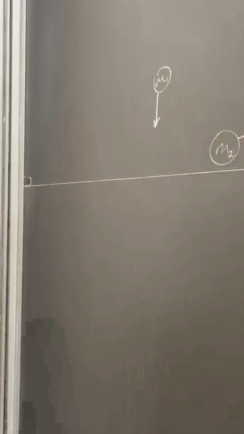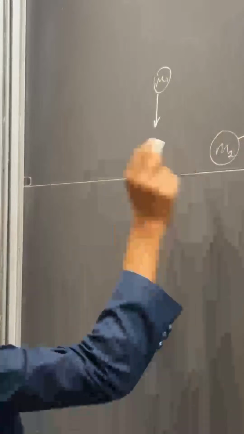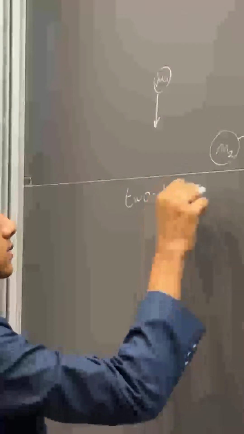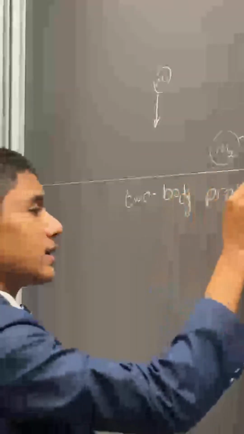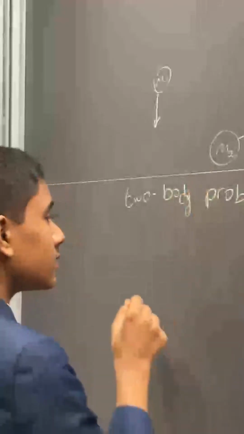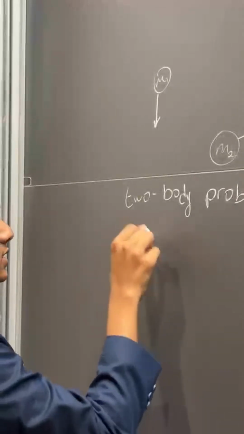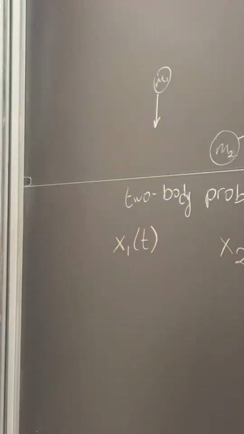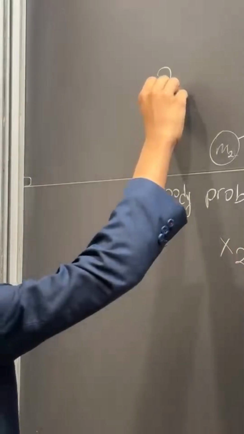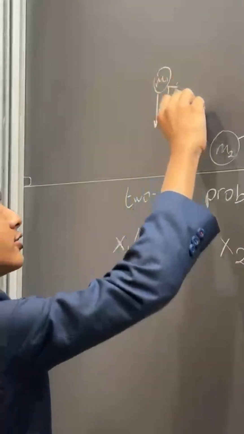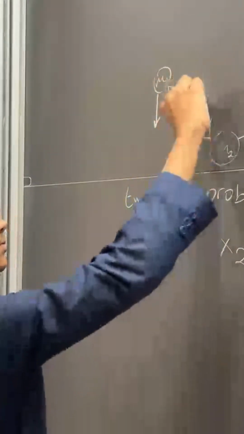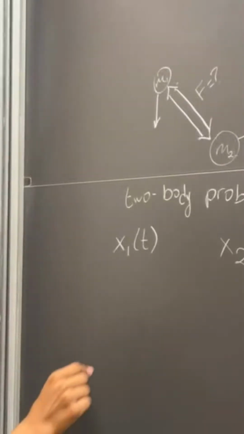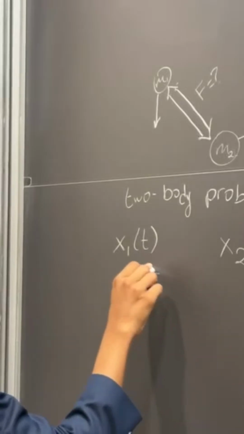And so, the two-body problem concerns these two objects. Can we find an equation for the motion of both of them given the equation of the interaction between the two? Okay, that's a good question. So, how do we actually approach this?